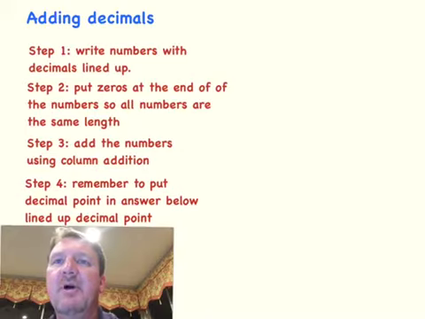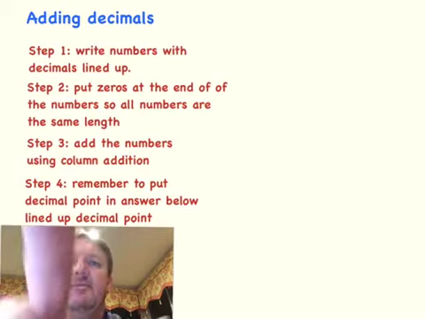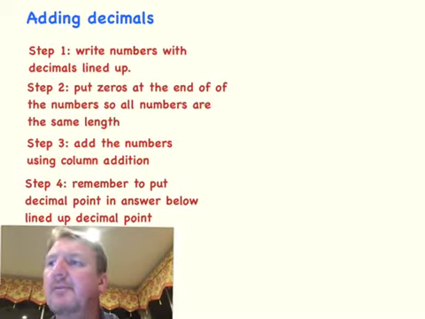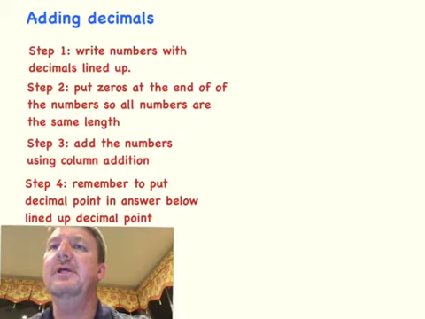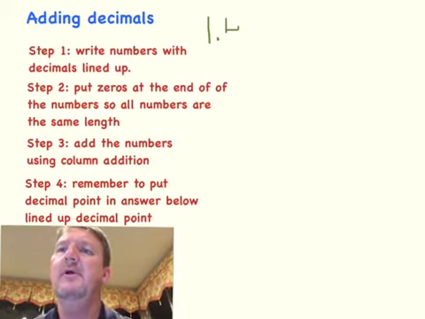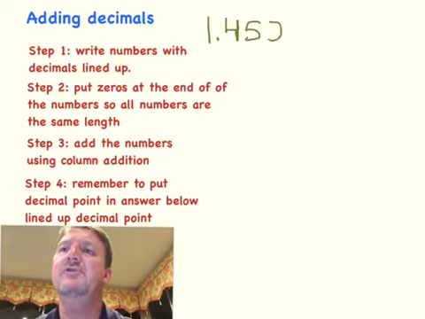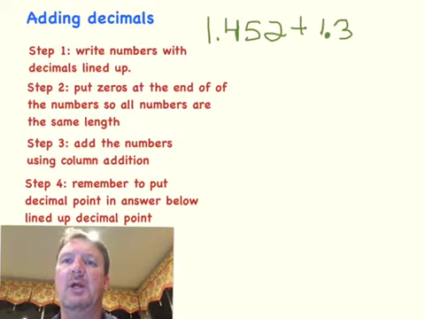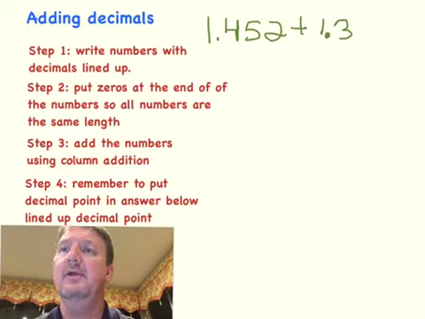Okay, guys, on this slide we're going to start adding decimals. The first thing you want to do is get your numbers. In this case we're going to add 1.452 plus 1.3. The first step is to write the numbers with the decimals lined up, which means I have to stack them.